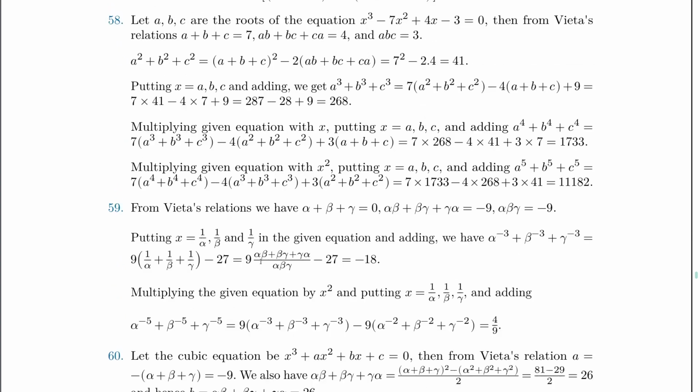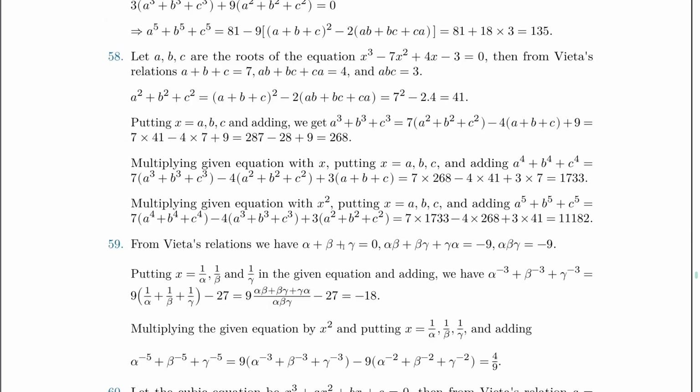So we are given that alpha, beta, gamma are the roots of the equation. So alpha plus beta plus gamma is equal to 0 because the coefficient of x square is 0. Alpha beta plus beta gamma plus gamma alpha is minus 9. And alpha beta gamma is also minus 9.